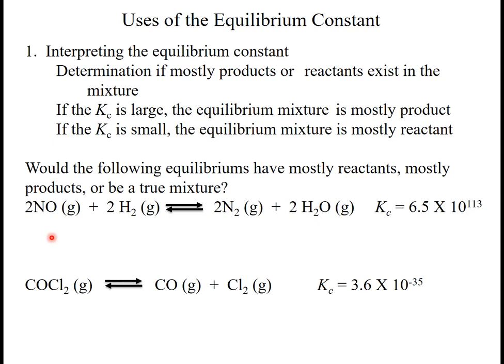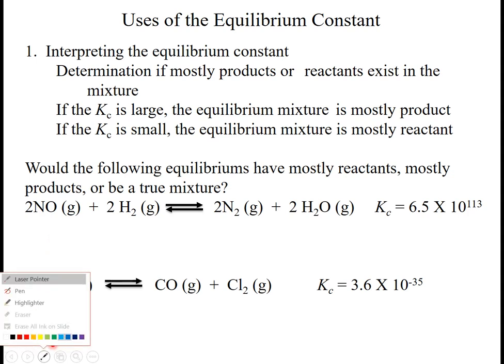Okay, the next section of the equilibrium is the uses of the equilibrium constant. There are going to be three uses that we're going to be looking at. The first one is interpreting the equilibrium constant, which basically is just looking at the value of the Kc given and determining if something is mostly a reactant, mostly a product, or could in truth be a mixture of the two. Okay?